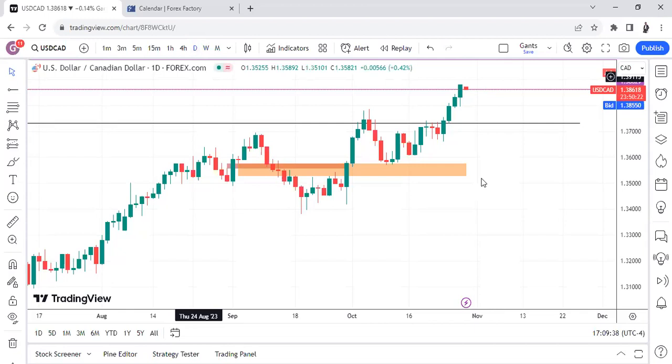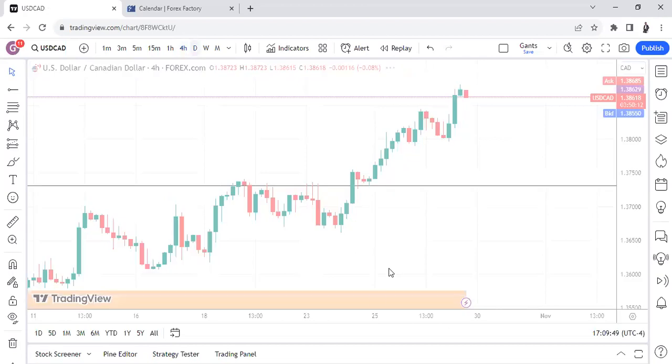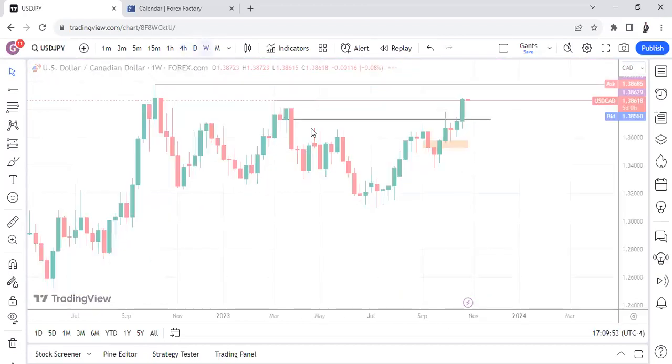That's what I'm looking at. Sweep this low, trade to this level, then rally higher. That's what I'm looking at. Okay, that's for USD CAD.